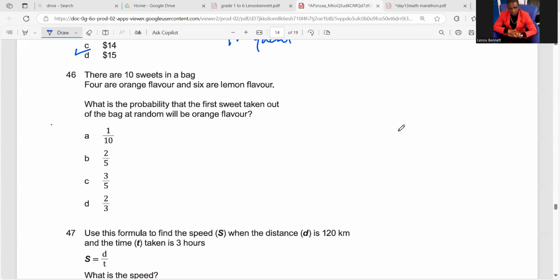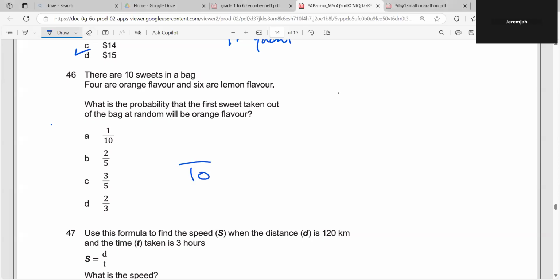All right, Jeremiah, go ahead. Sir. Okay, go ahead. So 46 says there are 10 sweets in the bag. What is the probability that the first sweet taken out of the bag at random will be orange flavor? So, first, the denominator will be 10 because there are 10 sweets in total.